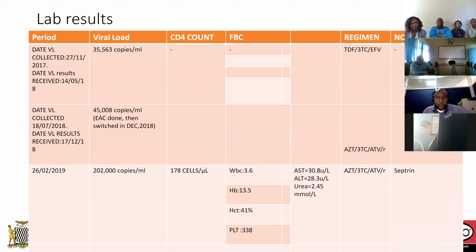Thank you. So let us look at the lab results now. This client had the first viral load done on the 27th of November, 2017. So that was the time that the specimen for viral load was collected. And from 2017, we managed to receive the results on the 14th of May, 2018. And that translates to 6 months after we collected the specimen for viral load that we were able to receive the viral load results. And when we received the viral load results, the readings were 35,563 copies per mil of viral load.